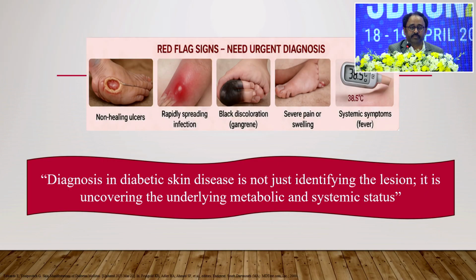Proper hygiene is also important. So these are the red flags when we have to get alert and refer for other opinions, like dermatologist or surgical opinion. Any skin problem in a patient with diabetes having non-healing ulcers, rapidly spreading infection, black discoloration, especially gangrene, severe pain or swelling, going on to more and more cellulitis, and systemic involvement, because skin manifestation can complicate other systemic problems, like skin manifestation of acute glomerulonephritis, which may always be included. So diagnosis in diabetic skin disease is not just identifying the lesion, it is uncovering the underlying metabolic and systemic status.